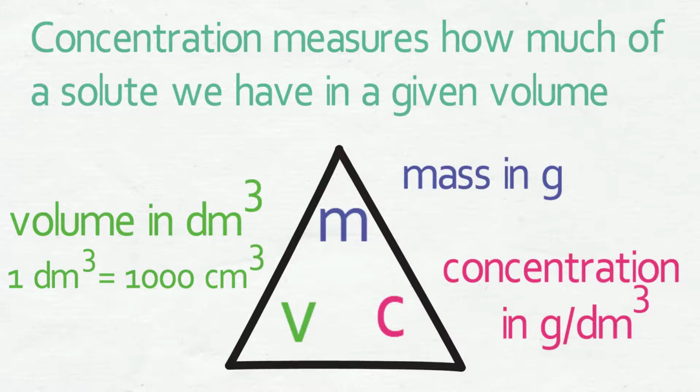If we were to increase the mass of the solute and keep the volume the same, the concentration will increase. This is because we're dividing a greater mass by the same volume, which is going to give us a bigger number for the concentration. If we were to increase the volume and keep the mass of the solute the same, the concentration would decrease, and this is because we're dividing the mass by a larger number, which is the increased volume.